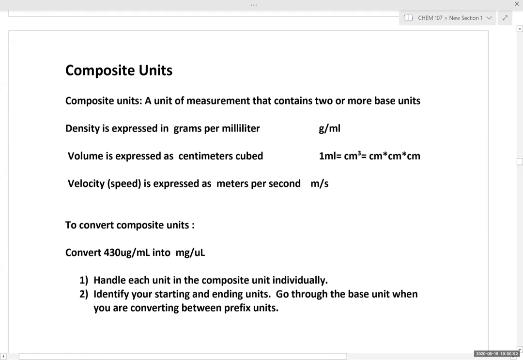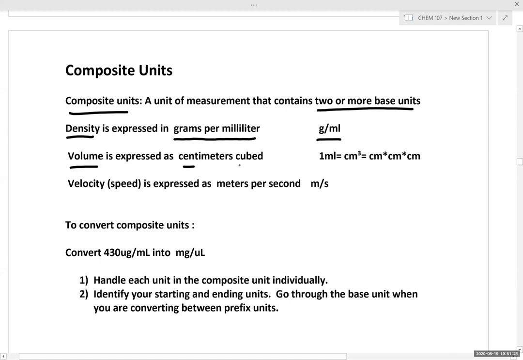Okay, so we're very comfortable with unit conversions. So another type of unit that we commonly encounter in chemistry are what are known as composite units. Composite units are a unit of measurement that contains two or more base units. So for example, density, which is a common physical property that's measured for different substances, is expressed in grams per milliliter.